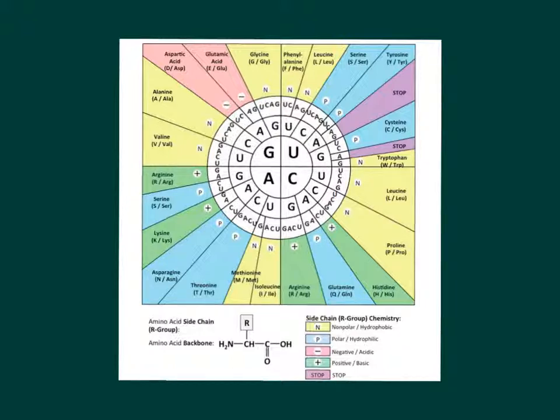So let's just pick a codon. If my mRNA were to read C, C, U, it would code for the amino acid proline. The amino acid proline has a nonpolar or hydrophobic R group.